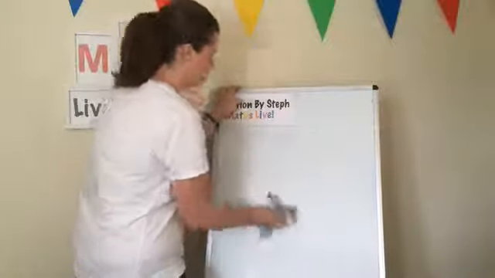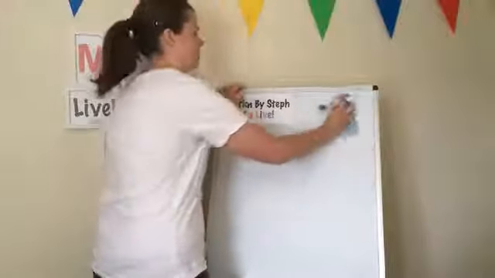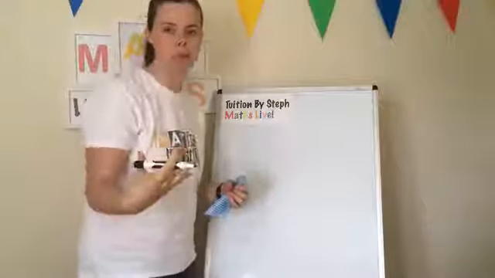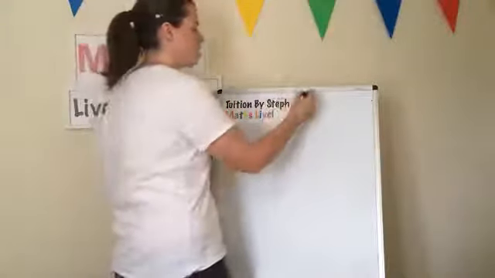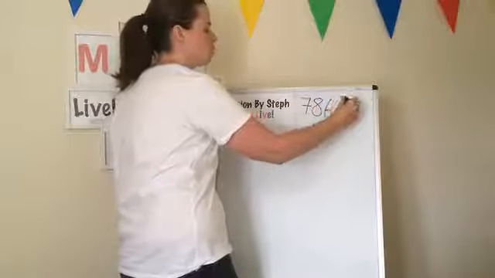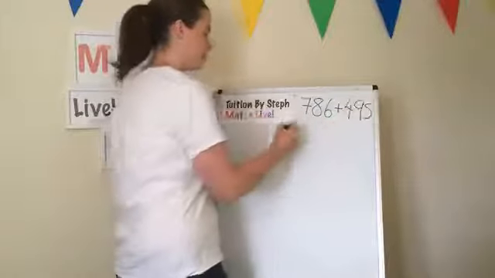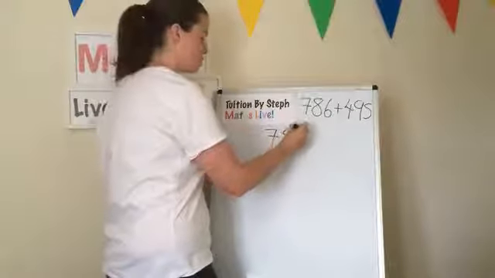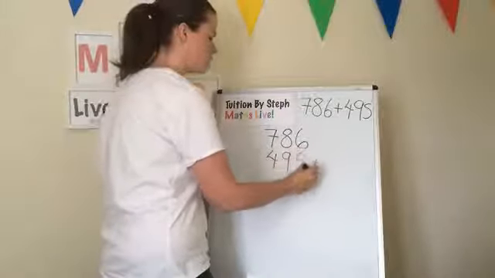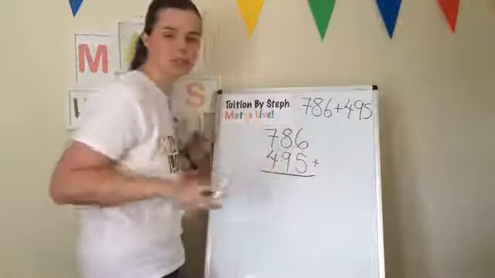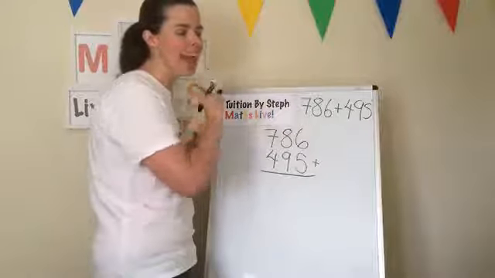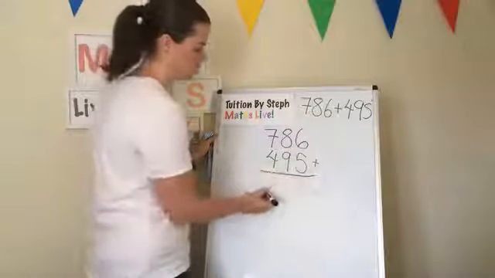Now, some of you will be watching going, oh, this is easy. So now I'm going to take it up to higher key stage 2 when there's multiple regrouping throughout the question. So you might have a number like 786 plus 495. You can do this at the same time as me, that's absolutely fine. As long as you take your time and understand the regrouping and are able to show it clearly and remember to add it, you can do any size of addition numbers.